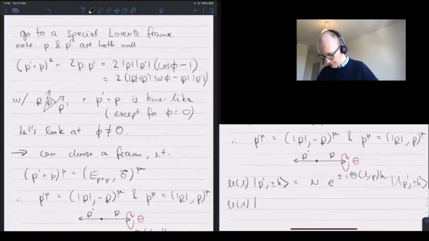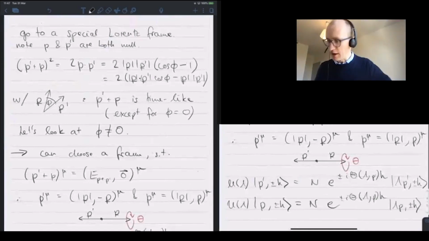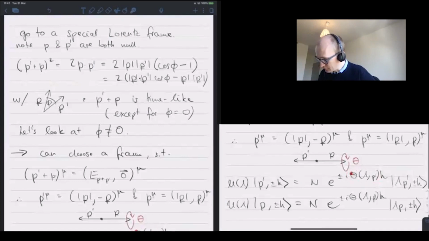And I have u of lambda p plus or minus h, which is m e to the plus or minus i theta. By the way, I'm not writing theta in red. This is not yet the same theta, but I'm going to argue in a sec that it is. Lambda p plus or minus h. So this was our thing where, in general, we used the definition of the little group element to find what is the actual Lorentz transformation. In this case, what is the actual angle that appears here, given our induced representation technology.